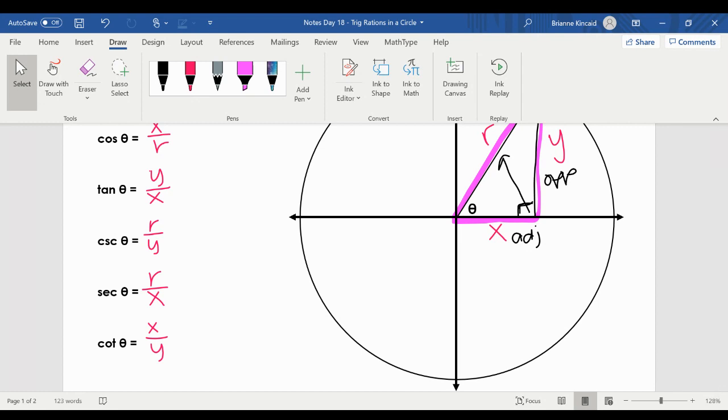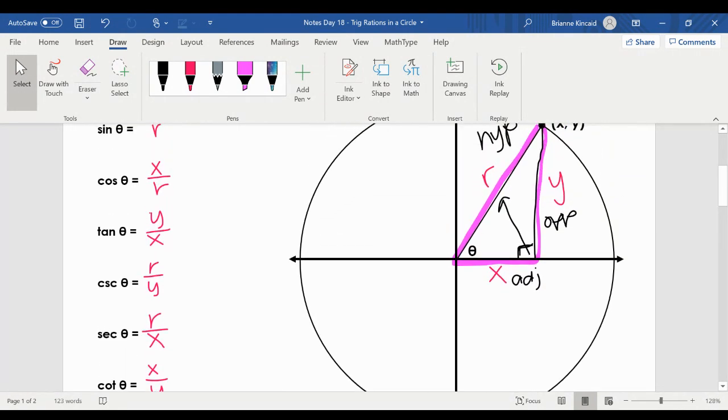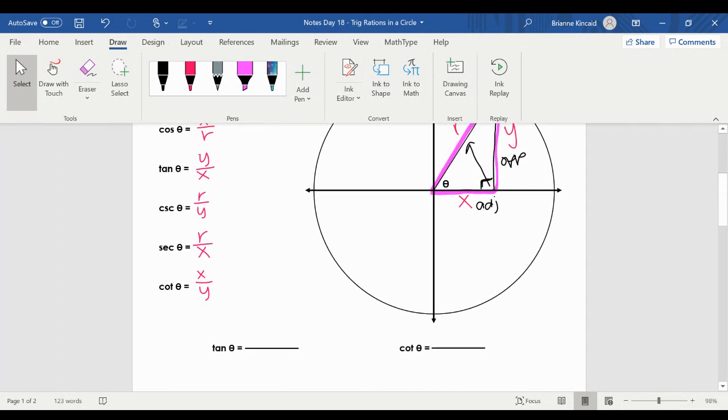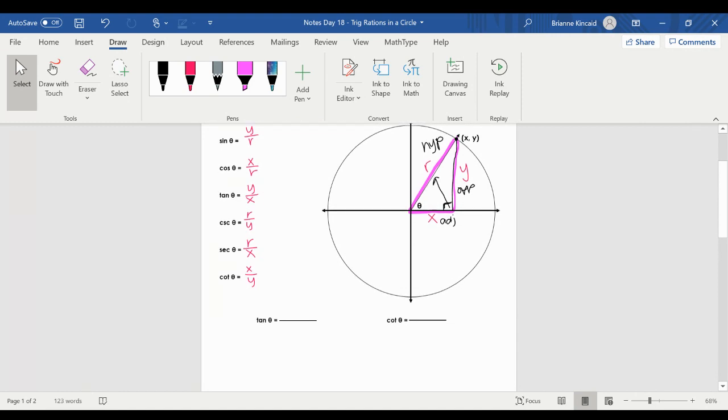So you can always label your triangle with the opposite, the adjacent, and the hypotenuse, or you can also know that these ratios work when you are in a circle. The last thing that I do want to discuss, and I'm going to zoom out here so you can understand it a little bit better, the tangent of theta is the sine of theta over the cosine of theta. And the cotangent of theta is the reciprocal, so it's the cosine of theta divided by the sine of theta.